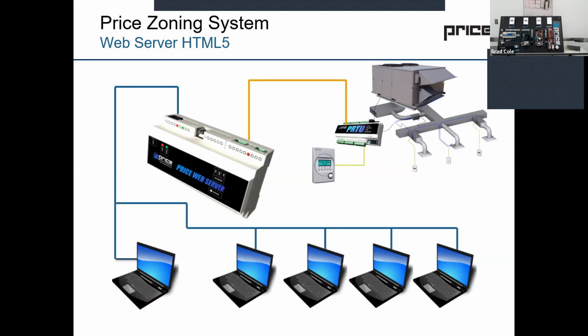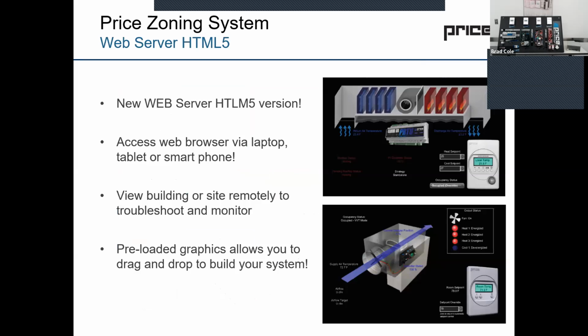With the proper static IP set up in the web server, you can log in remotely from home or wherever to view a site. So anyone on the LAN or remote could log in and view the graphics to their building. It's a new HTML5 version. What that means is now you can view these graphics on your smart device or your smartphone. They're transformed and fitted so they fit on your phone.